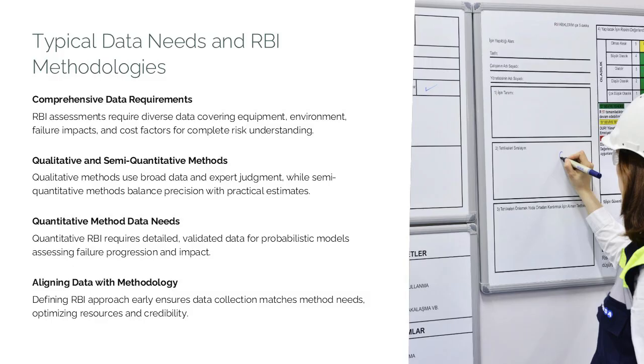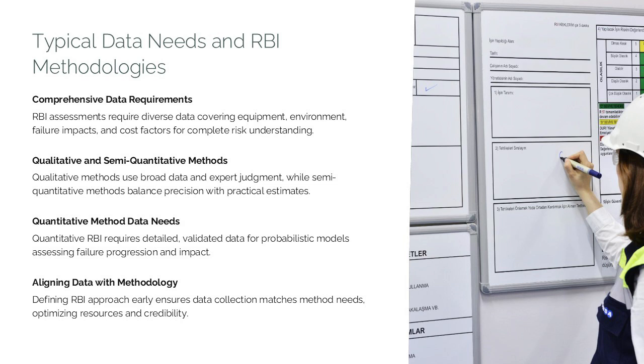The level of detail and precision required for these data elements depends strongly on the RBI methodology selected. Qualitative RBI methods rely on broad data categories and ranges, using engineering judgment and experience to rank risks. These methods typically require less detailed data but demand a high level of user expertise to interpret generalized inputs consistently.